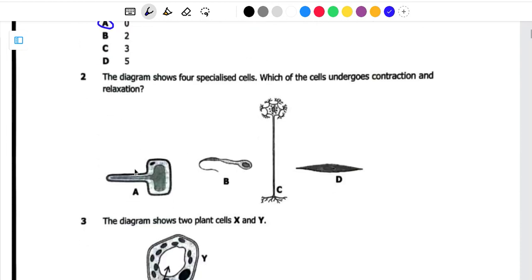Then the second question is saying the diagram shows 4 specialized cells. Which of the cells undergoes contraction and relaxation? So the one that undergoes contraction and relaxation is the muscle cell, which is D. This one is used in the conduction of electrical impulses. This is the sperm cell that fertilizes an egg. This is the root hair cell that absorbs water and mineral salts.